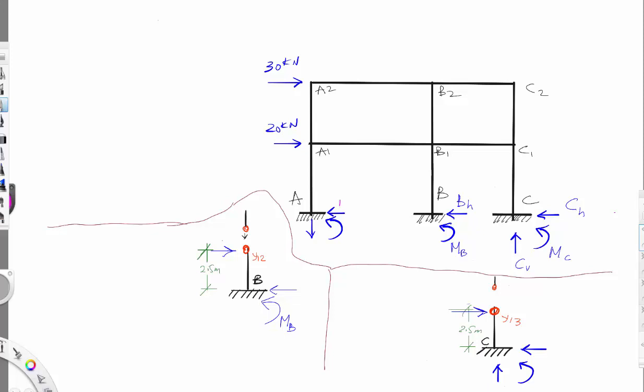So I managed to get the value for this. This is equal to 12.5. This is equal to 31.25 kilonewton meter, and this is 13.62. Now I don't know this value, and I don't know this, and this, and this. So I need to get these ones also done.